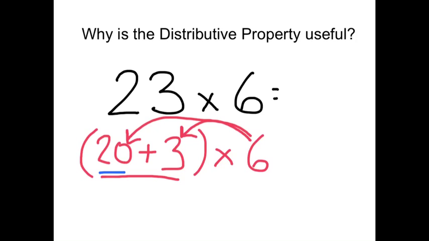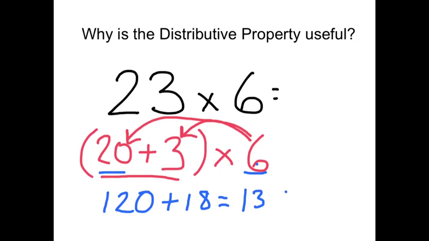So 20 times 6 is 120. 3 times 6 is 18. You add them up and you get 138. That should get you the exact same answer as if you multiplied the numbers out like normal. And you can see that it does. That is why the distributive property is useful. It's also useful later on in algebra.